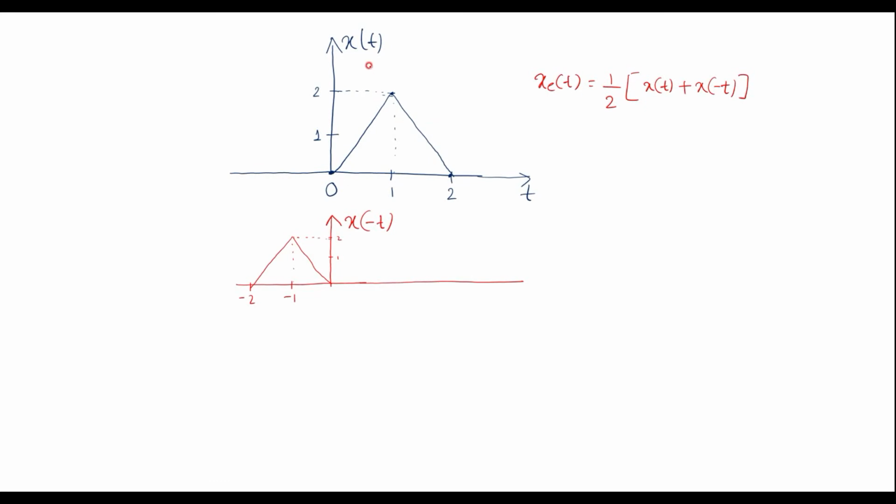Now we'll add x of t with x of minus t. This is t equal to 1. This is t equal to 2. This is t equal to minus 1 and this is t equal to minus 2. Say this amplitude is 2 here. So here we can observe that from 0 to minus 2, there is a signal, and from 0 to 2 there is no signal in x of minus t. So adding these two, the same signal will appear here.